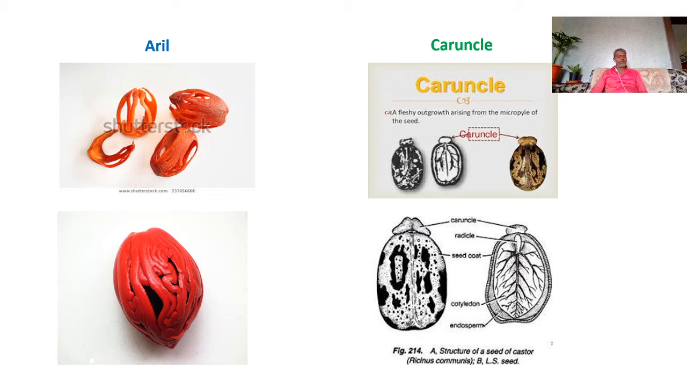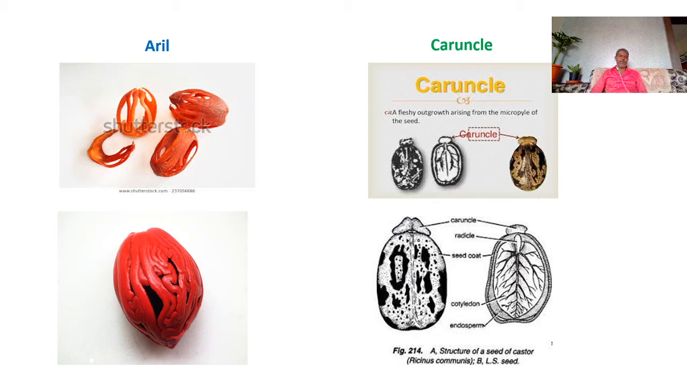One more example is Myristica fragrans. In Myristica fragrans, the aril grows from the outside of the inner integument, and it completely covers the inner integument. Like this, it covers. Here in Myristica fragrans, we call it pseudo-aril or arilloid.